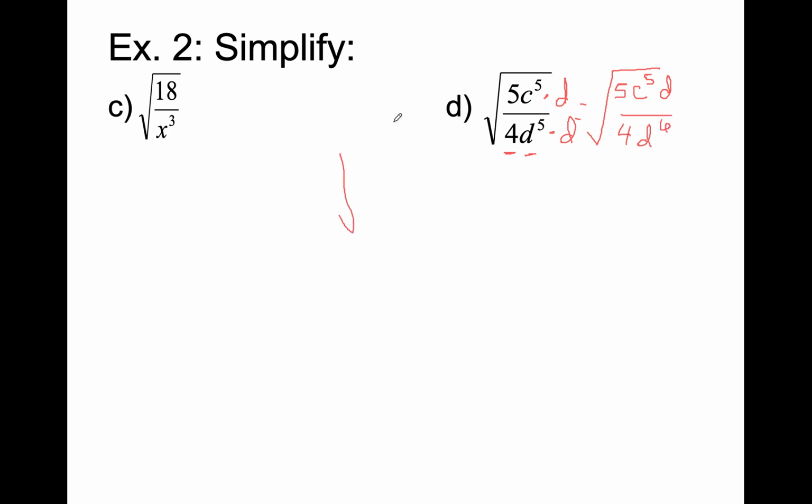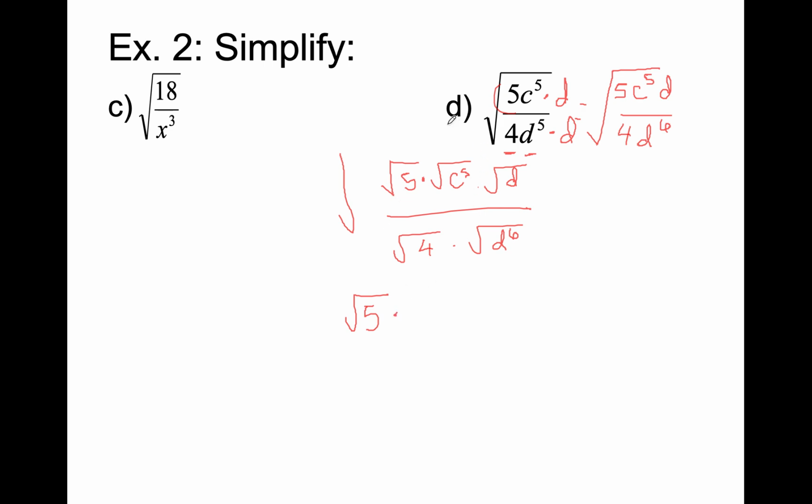Next up, I'm going to split this whole entire section into its own little radicals. So radical 5, using the product property, times radical c to the fifth times radical d, all over radical 4 times radical d to the sixth. Now I can evaluate each of these radicals. Well, radical 5 is just going to be radical 5. It doesn't have any factors that are perfect squares.